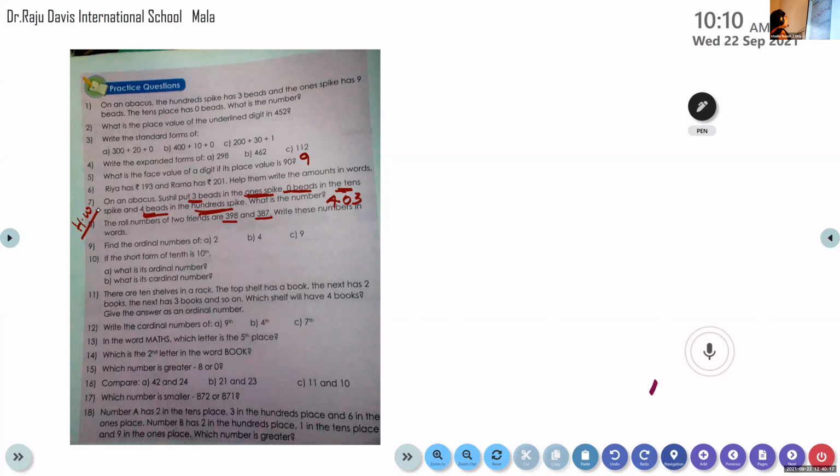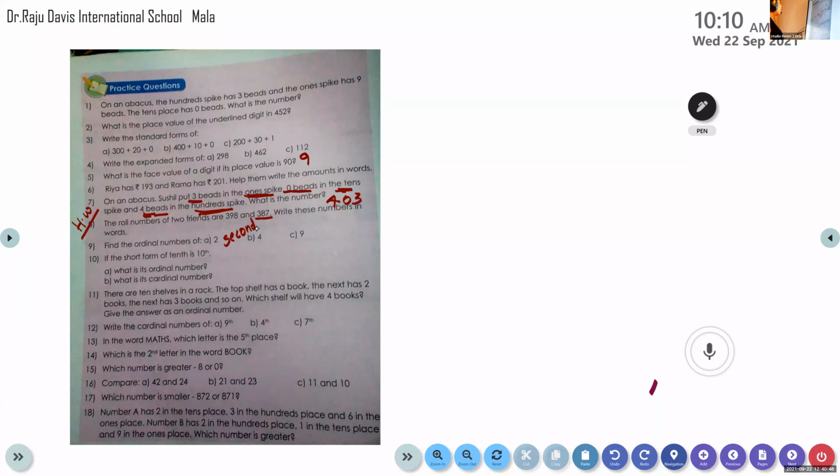Now, question number 9. Find the ordinal numbers of 2, 4, 9. So, what is the ordinal number for 2? Who can say the ordinal number? Second. Yes, second. Very good. All of you write the answer. Second, S-E-C-O-N-D. You can write along with me.